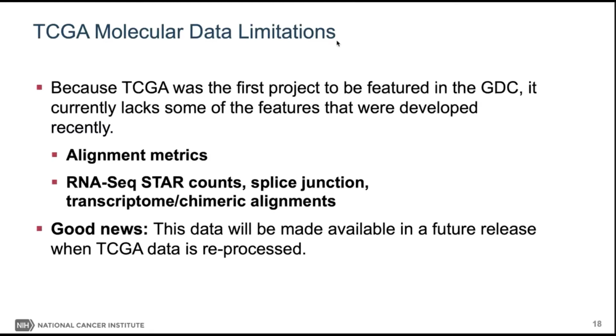Later on in the GDC's lifetime, there was an improvement in the RNA-seq pipeline that, in addition to the HT-seq counts, also included STAR counts, as well as splice junction quantification, and two additional alignments, one for the transcriptome and one for the chimeric mapped reads. The other alignment that's available everywhere is the genomic one, which is available across any project that has RNA-seq data.